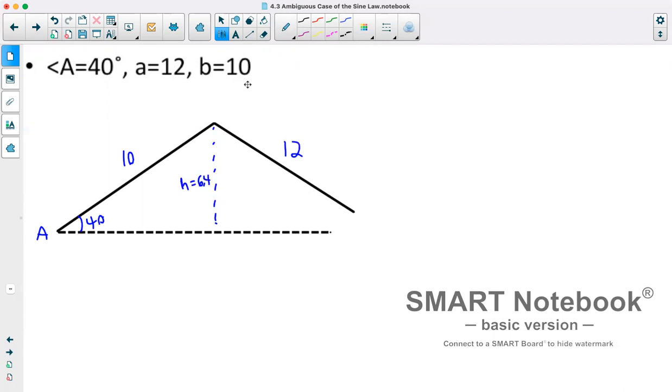we aren't going to have two triangles, even though our A is greater than H, but we can't have two triangles because this is so long. For 12, there's no way that will fit coming back this way because it's longer than this side.